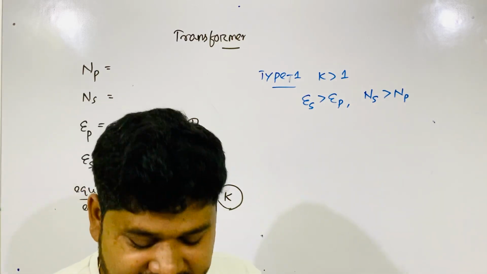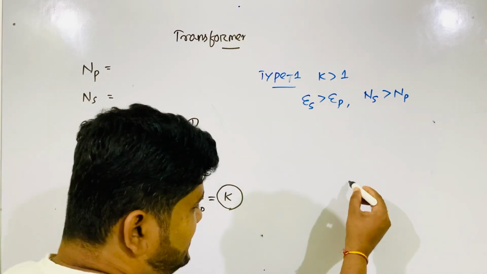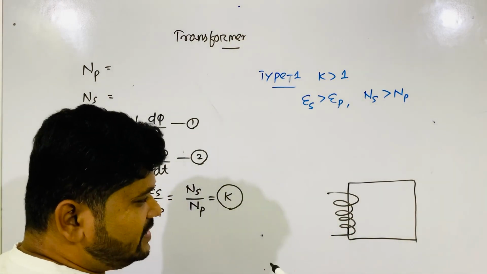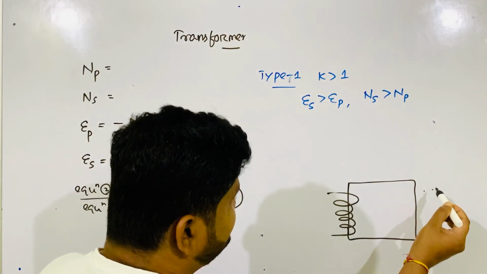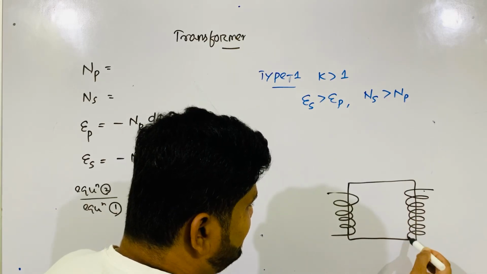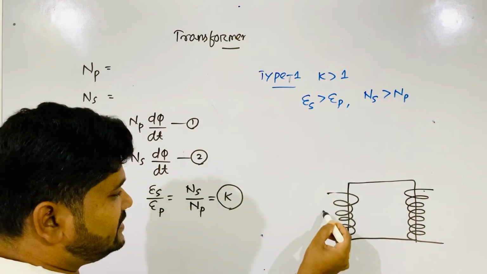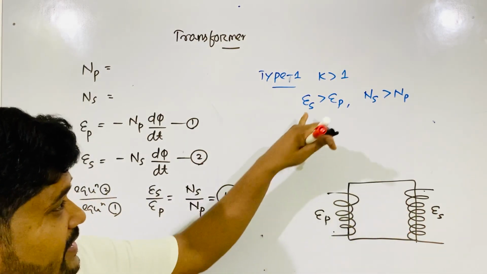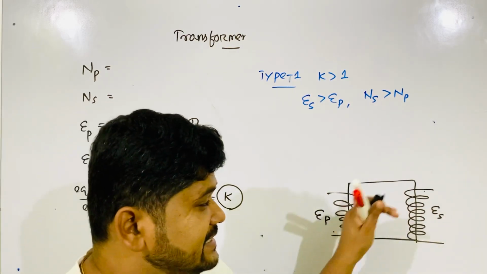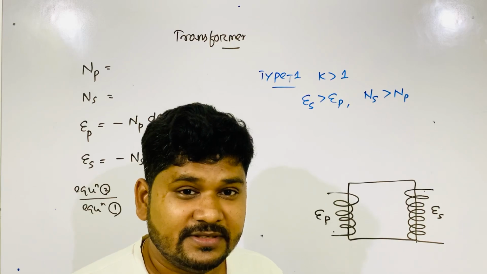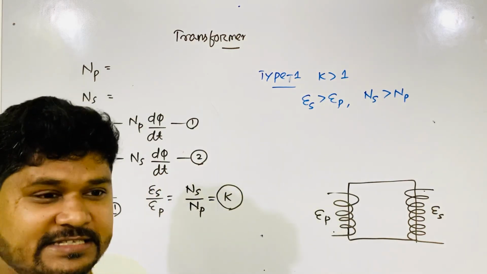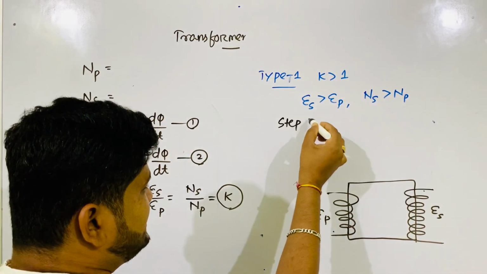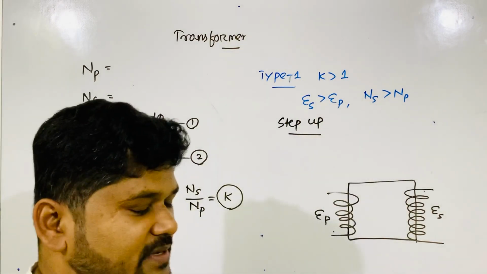Does the voltage increase or decrease? Input is given to the primary. To remind you, I am drawing a small figure here. This is the primary coil. This is the secondary coil. The primary coil has voltage EP, the secondary coil has voltage ES. When ES is greater than EP, the secondary voltage increases. Output is always taken from the secondary. Which transformer is this called, which increases voltage? Step-up transformer.